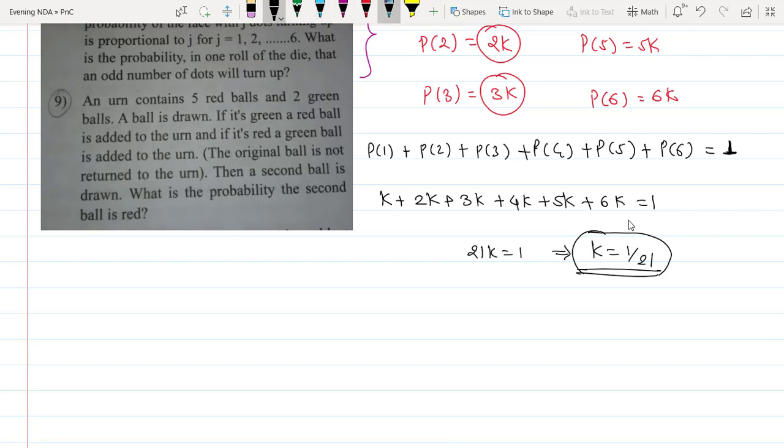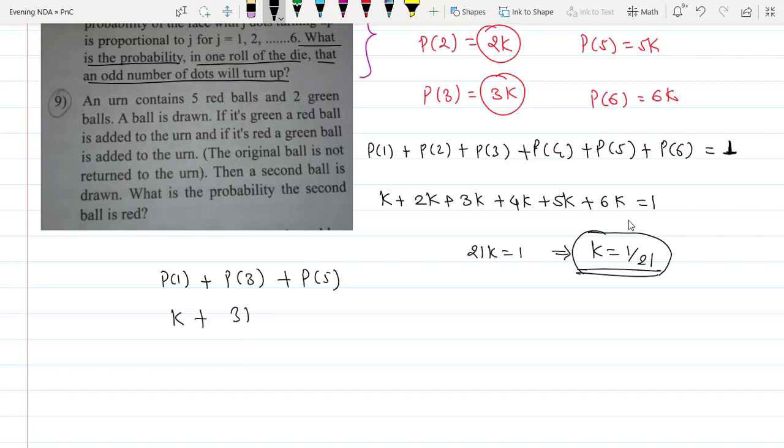Now see what probability they have asked. What is the probability that in one roll of the die an odd number of dots will turn up? Now what are the favorable options? You want an odd number of dots. So I may want 1 dot, or 3 dots, or 5 dots. So the probability of 1, 3 or 5. 1 means what? It's 1k.